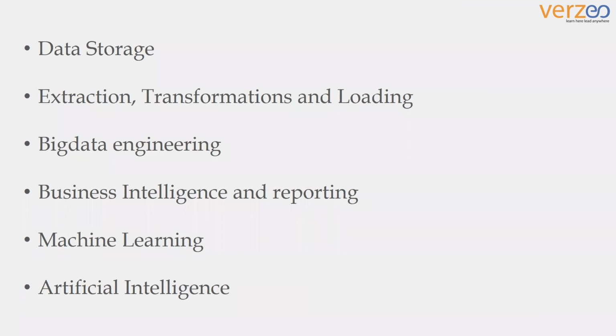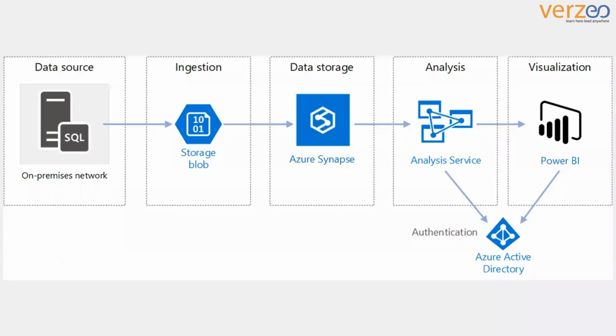These days, cloud is doing excellently. So this is one example of a data flow. When you have a data source, which is your on-premise network, you ingest and transform the data to a blob in Azure cloud. After having the data in blob, you can move it to something called Azure Synapse, which is a new data storage, and you can further send it to analysis services.